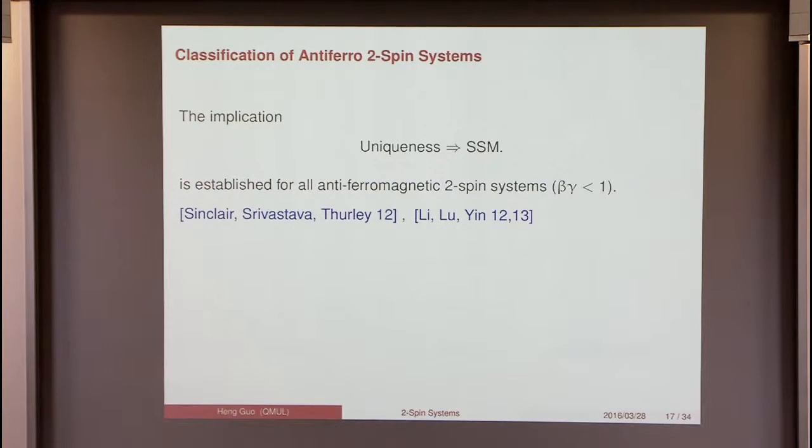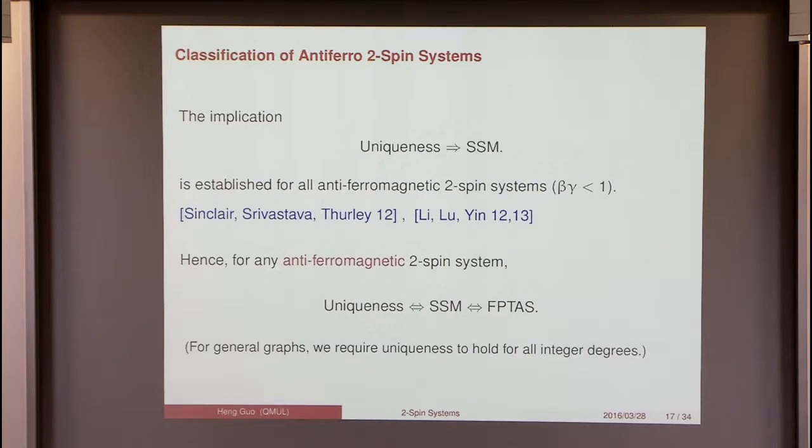And so now we know that beyond the uniqueness, the results of Sly and Sun, and Galanis et al. show that it is hard, and Weitz's results show that before strong spatial mixing, we have an algorithm. But the question is whether these two are the same. And this is established for all anti-ferromagnetic two-spin systems by Sinclair, Srivastava, Štefankovič, and Yin, and also Li, Lu and Yin in several papers. So this is true, and therefore, for anti-ferromagnetic two-spin systems, uniqueness is equivalent to strong spatial mixing, which in turn is equivalent to the existence of an FPTAS.